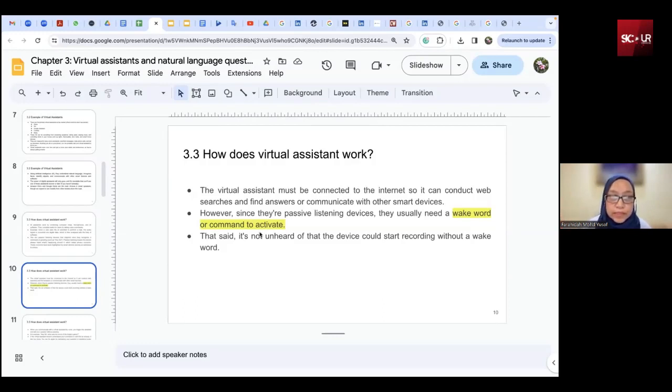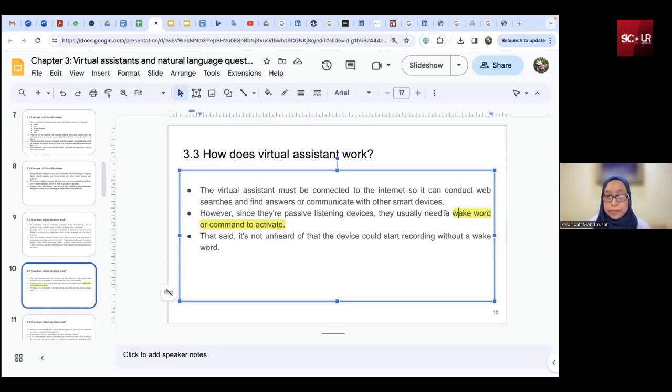That said, it's not unheard of the device could start recording without a wait word. So maybe I can ask you what is the example of a wait word or the command to activate Siri. So meaning that you need to be familiar with what the wait word is. What is the wait word?